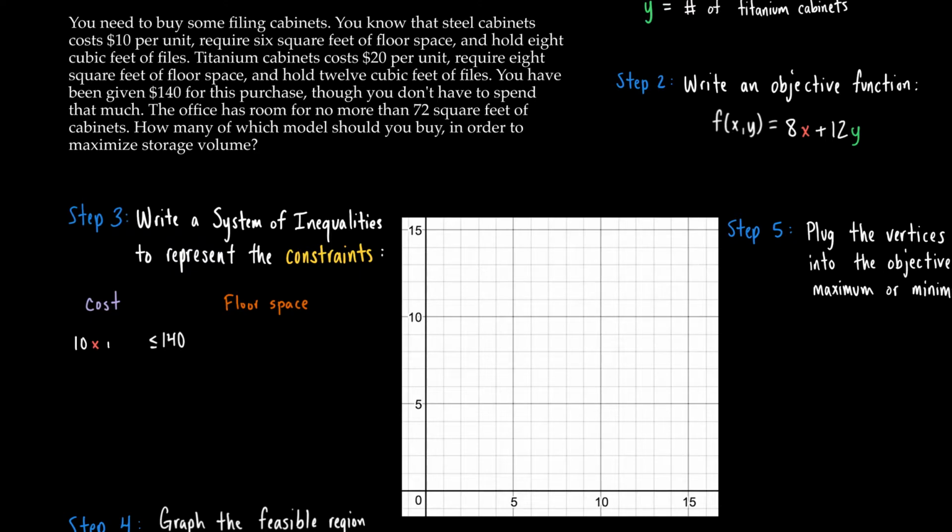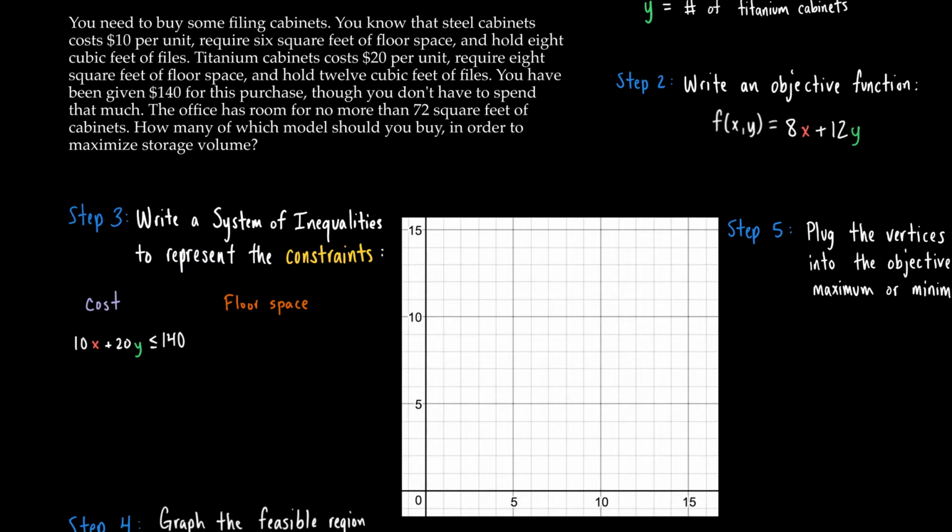spending on the steel. How much money are we going to be spending on the titanium? Well, if they cost 20 per cabinet and we have Y of them, then the amount of money that we're going to be spending on the titanium cabinets is 20Y. So the amount of money we spend in total is going to be 10 times the number of steel cabinets plus 20 times the number of titanium cabinets. Altogether, that needs to be less than or equal to 140. Okay, that's our cost constraint.